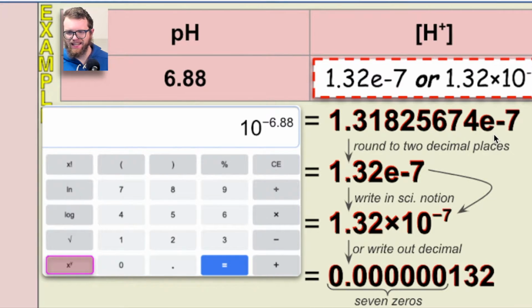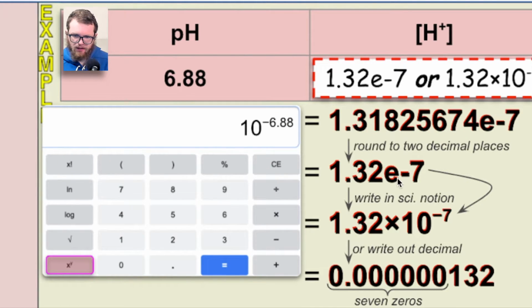It's going to give us a number of 1.3182567 E minus 7. The E minus 7 at the end is very important. Don't get rid of that E minus 7. So we're not going to use all of those digits there. We're going to round it to 2 decimal places, but we're going to keep E minus 7. So instead of 1.318, we're going to round this 1 up to a 2 because the number after it's higher than 5. So 1.318 becomes 1.32, and we keep the E minus 7.